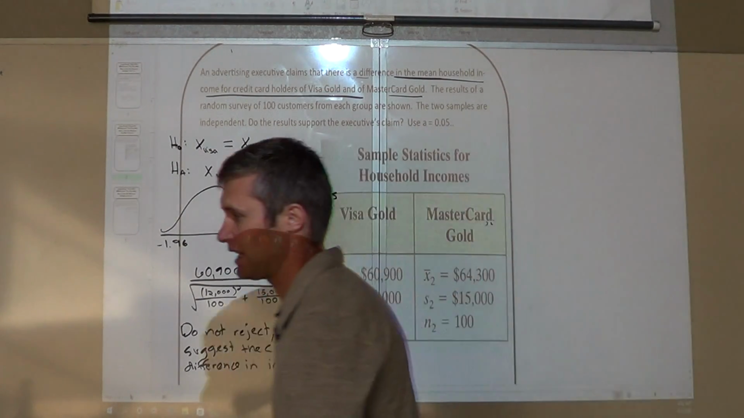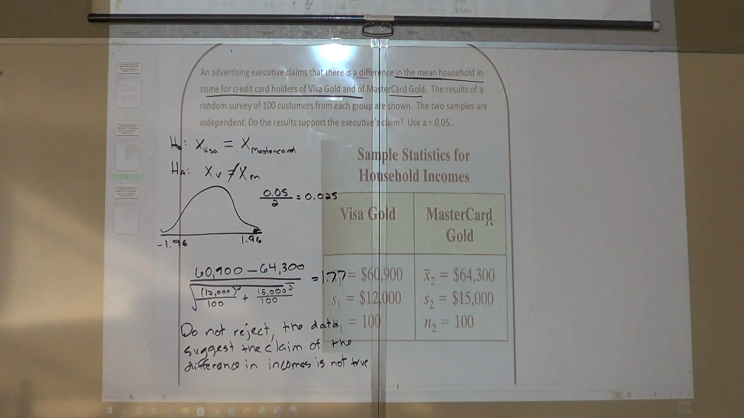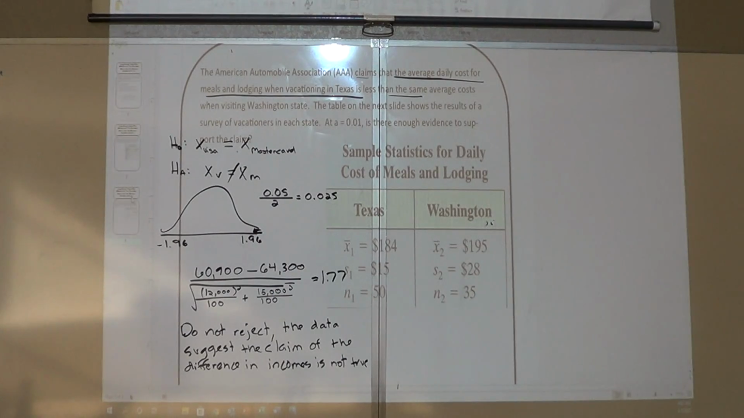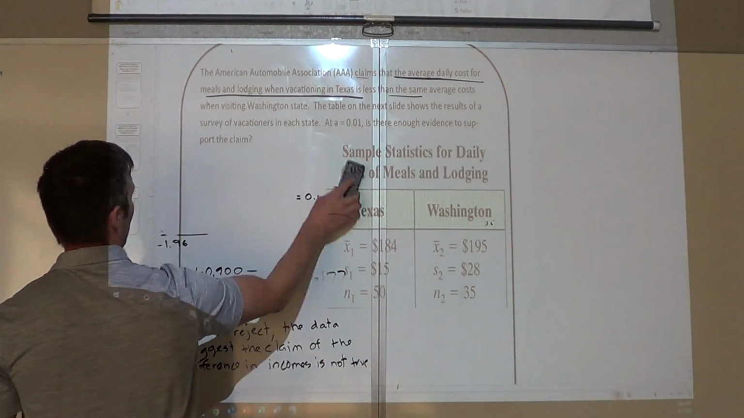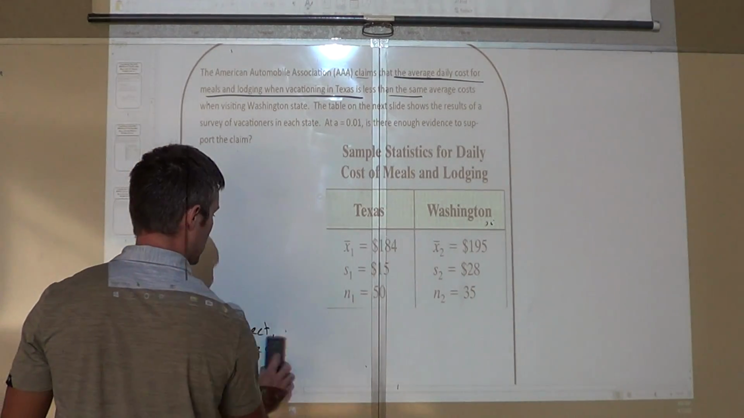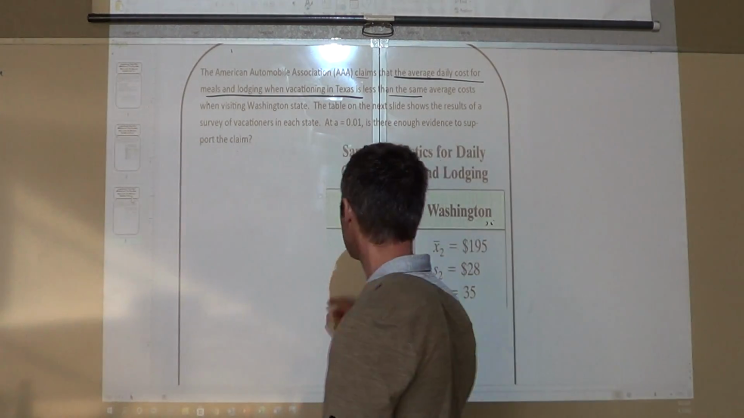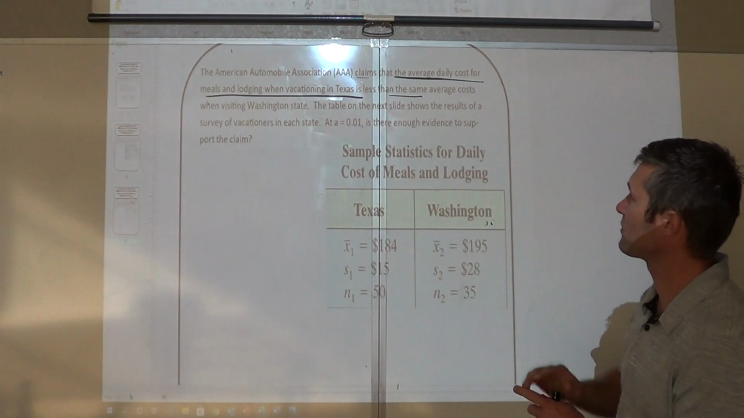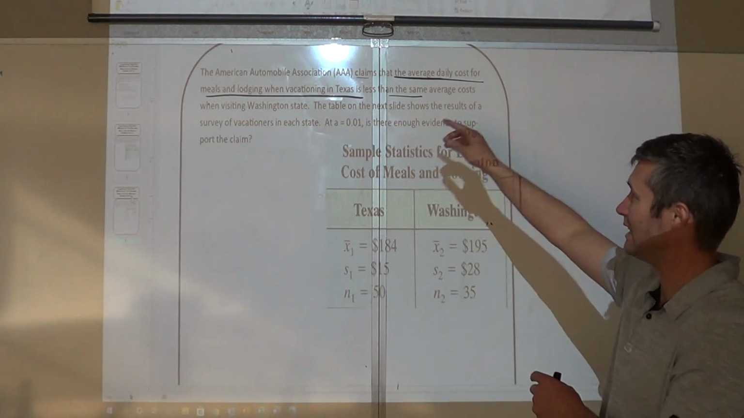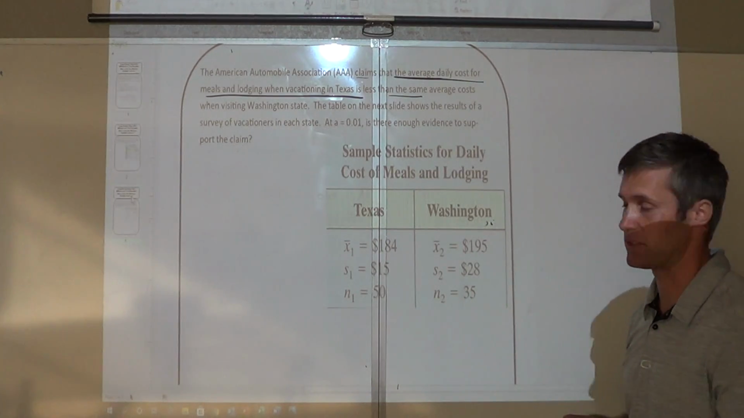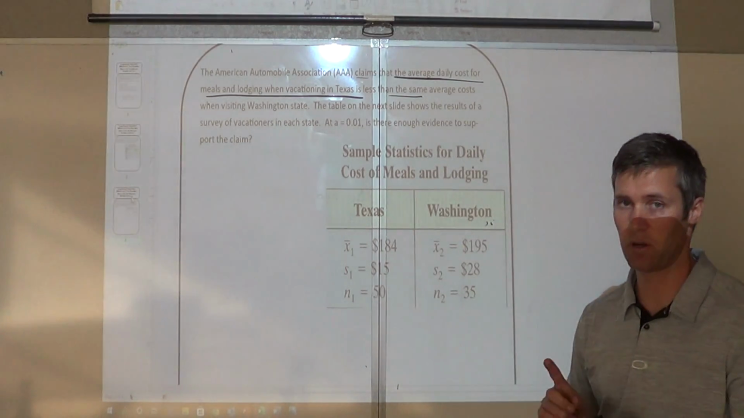We'll go to the second example. The second example that we have is now talking about the daily cost for meals and lodging in Washington versus Texas. So we're saying, okay, the average daily cost for meals and lodging when vacationing in Texas is less than when you're in Washington. So less than is a one-tailed test.